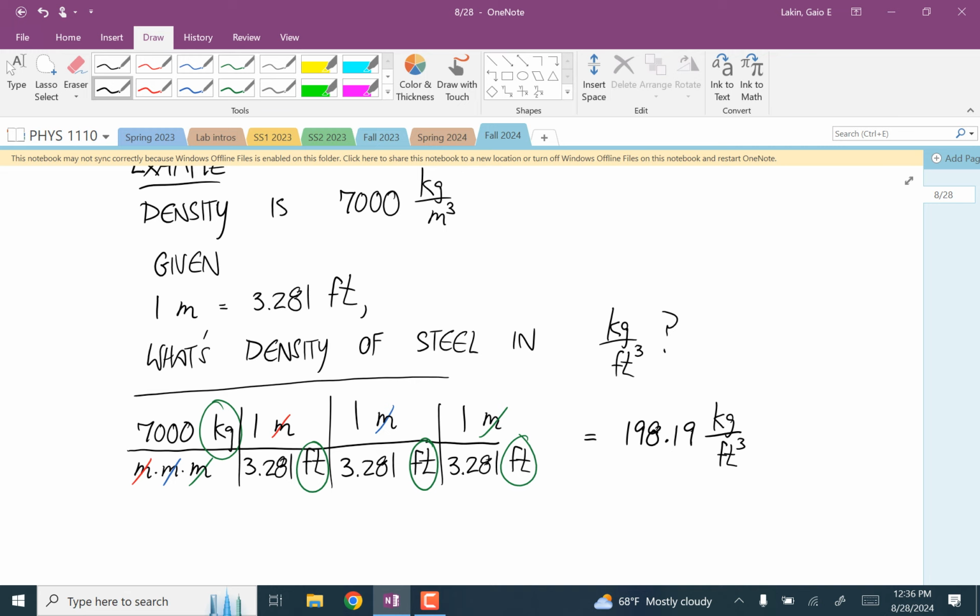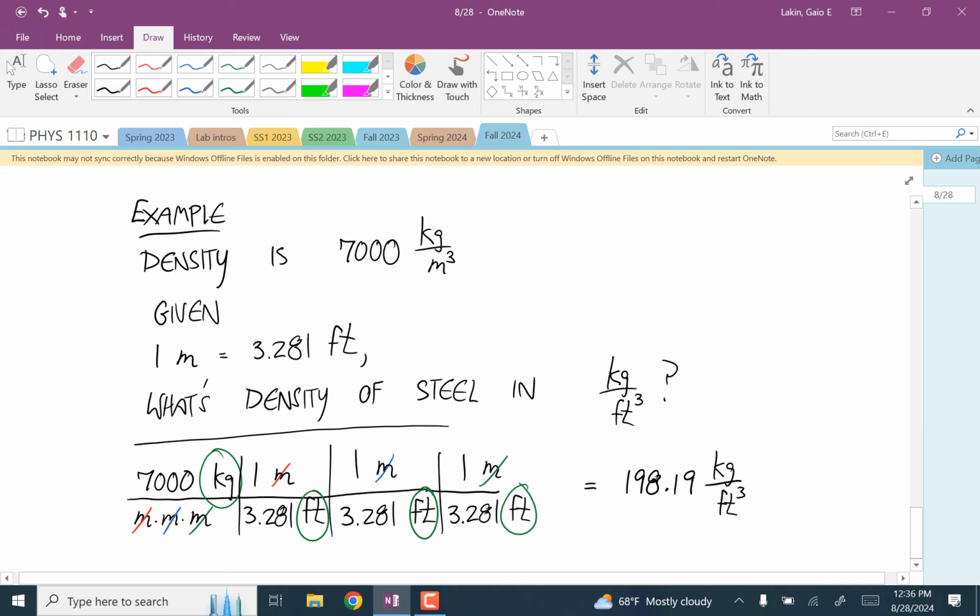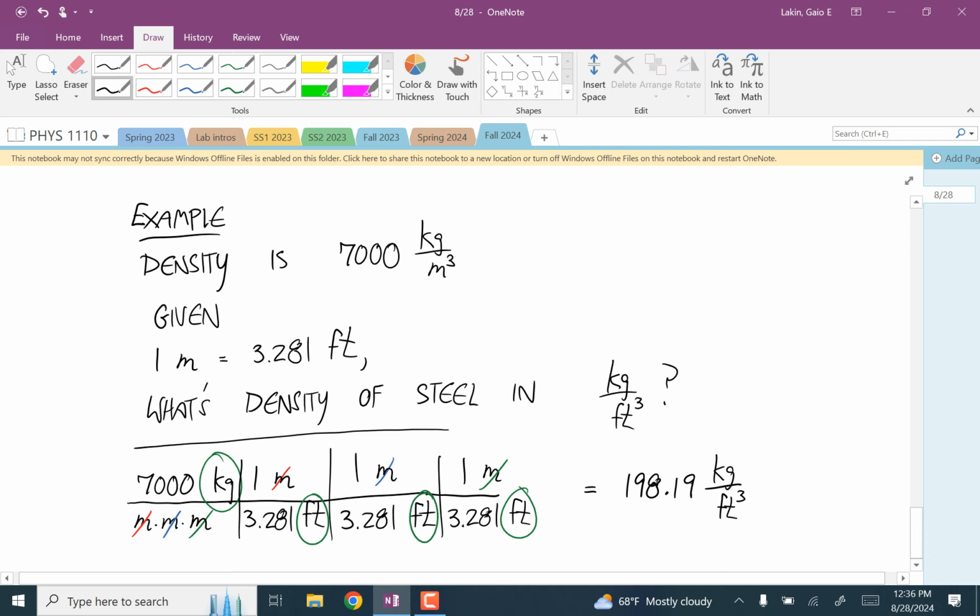Okay, so how many significant figures are there in 7,000? Just one, right? And how many significant figures are there here? I mean, I have 5 significant figures. So what's going on with that, you might wonder? And the answer is, I don't care about significant figures. So you don't have to worry about that.